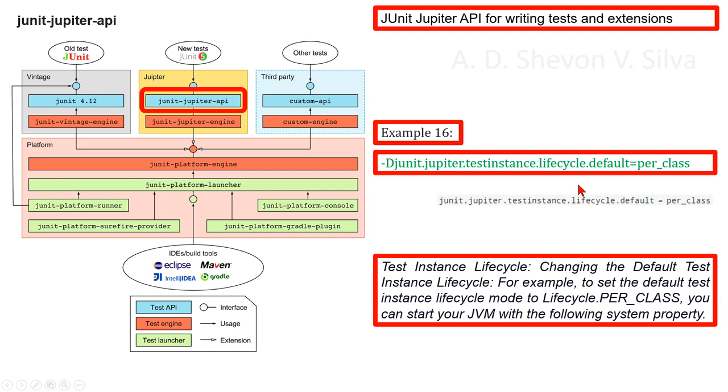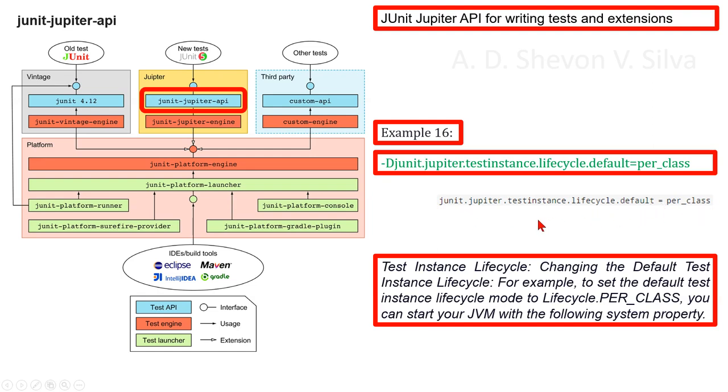To set the default test instance lifecycle mode to Lifecycle.PER_CLASS via the JUnit Platform configuration file, create a file named junit-platform.properties in the root of the class path. For example, src/test/resources, with the following content here.